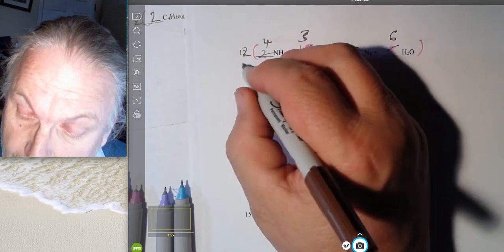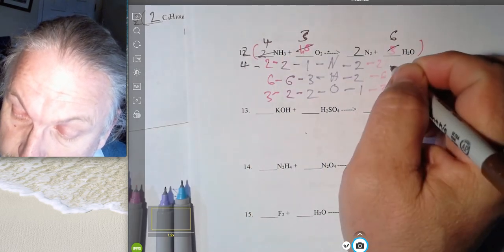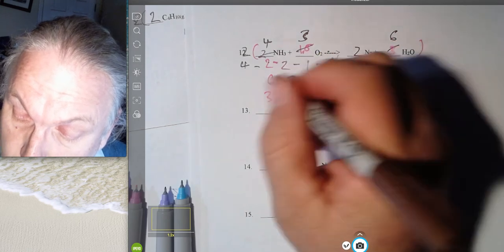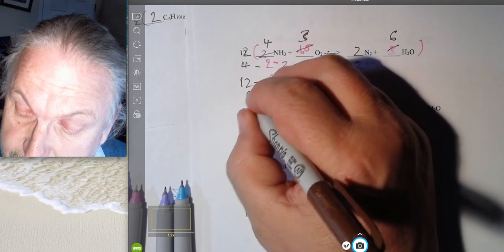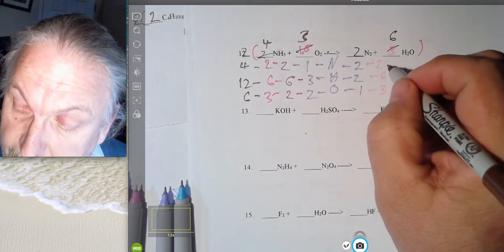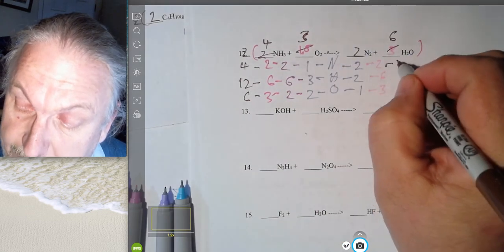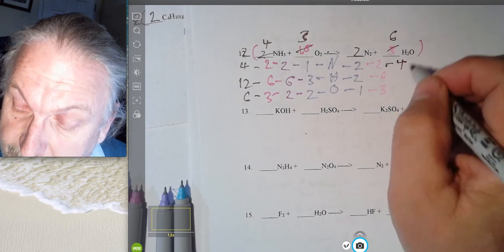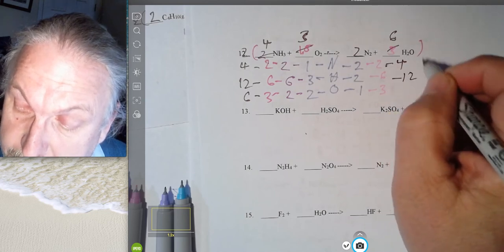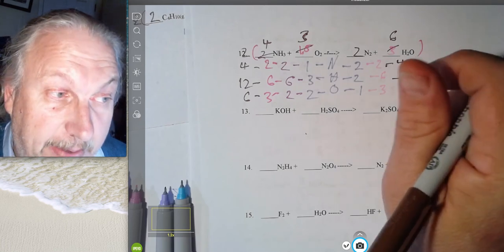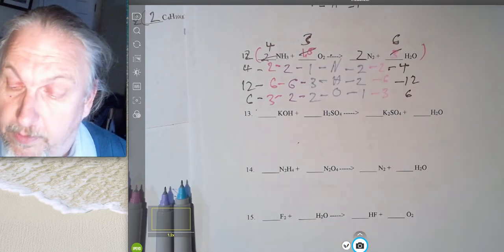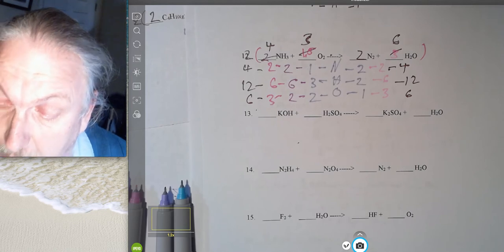I've got 4 nitrogens. Okay. I've got 12 hydrogens, and I've got 6 oxygens. Let's look over here. Here I've got 2 times 2. I've got 4 nitrogens. I've got 12 hydrogens, and I've got 6 oxygens. Guess what? I'm balanced. So guys, I've worked 12 problems for you.